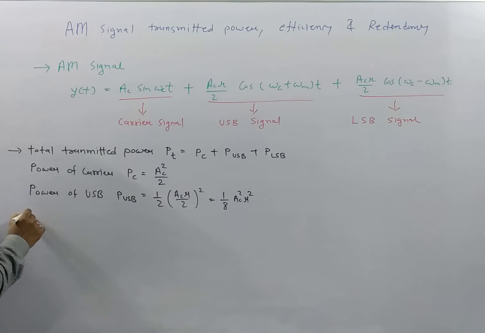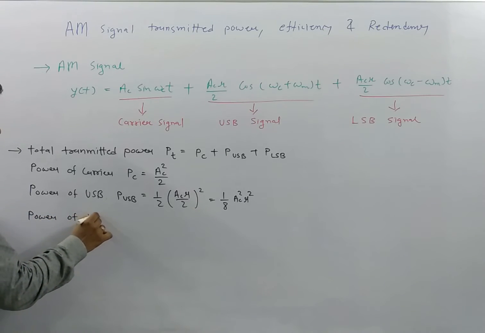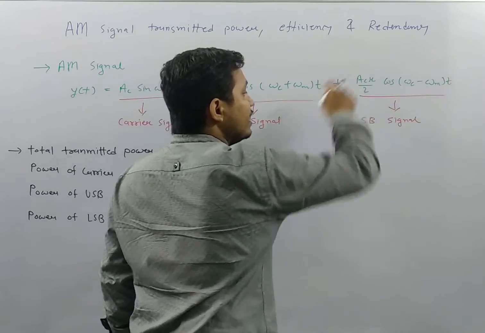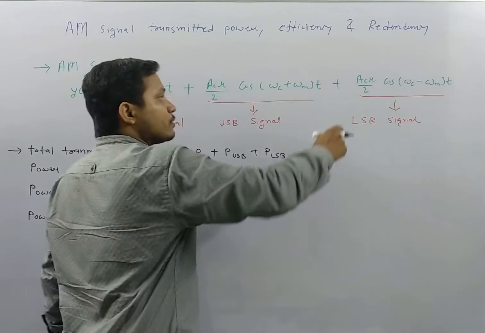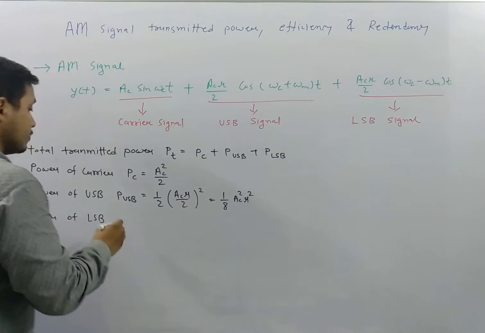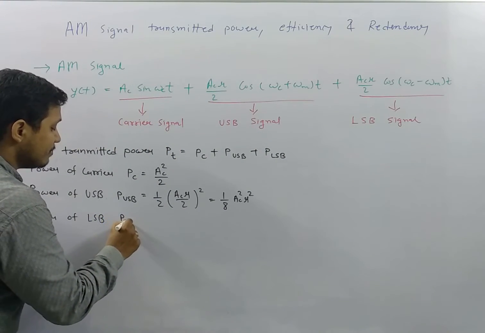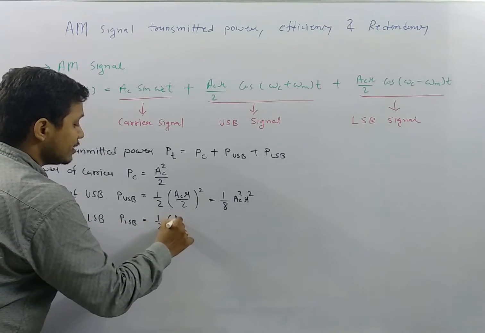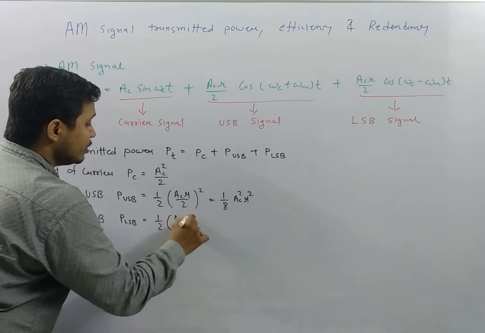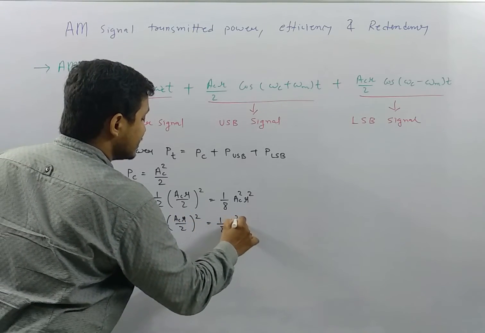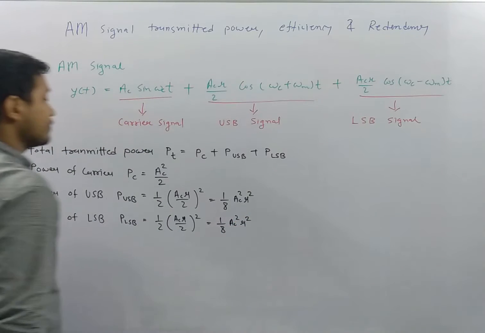Similarly for power of lower sideband, it has the same amplitude, Ac μ/2. So that will be half of square of this amplitude. So power of lower sideband LSB is half of (Ac μ/2) squared, which is 1/8 Ac² μ².